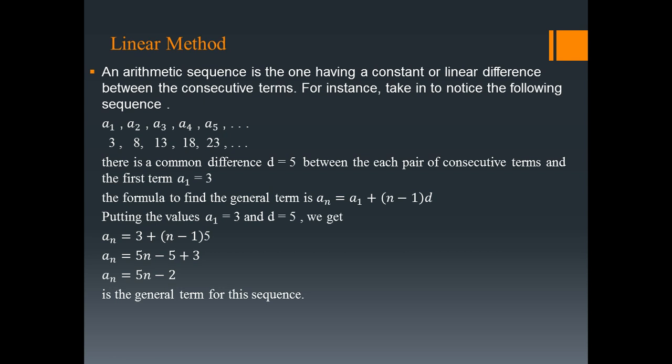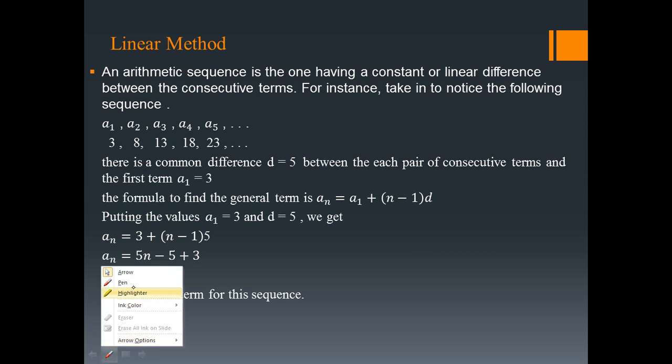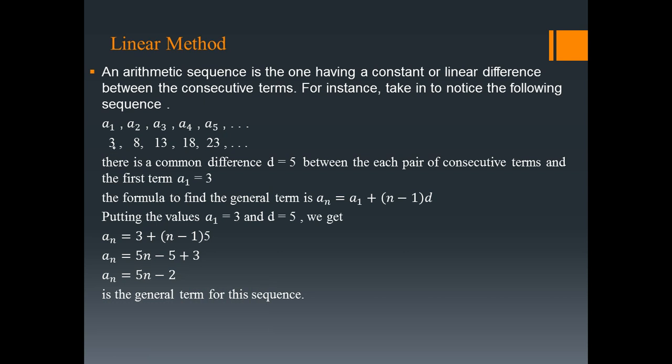For instance, we are taking the sequence 3, 8, 13, 18 and 23. First term 3, second term 8, third term 13 and so on. There is a common difference between the consecutive terms. If we subtract 3 from 8, then 8 from 13, and then 13 from 18, we are getting the same number, d = 5, and the first term is 3.